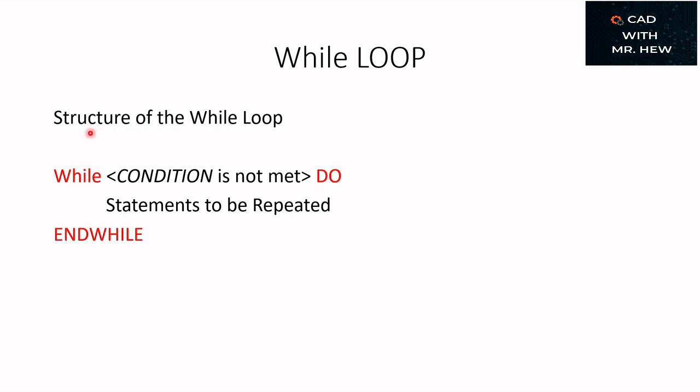So here is the structure or the layout of the while loop. We have while the condition is not met, do, repeat a series of actions or statements in the while loop. Now, the words while, do and end while are reserved words, for example, in Pascal, right? So you cannot use these reserved words in your program other than the use that they are intended for in the specific programming language.